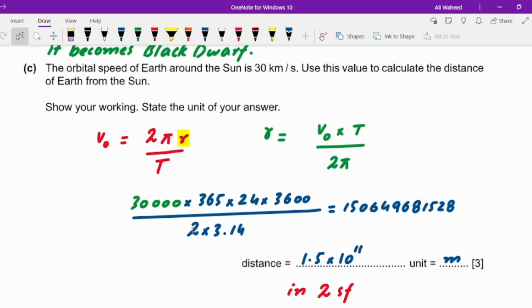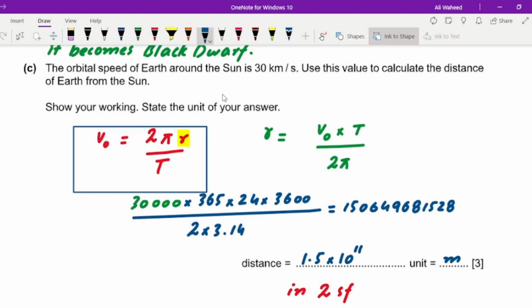Alright, part C. We have the orbital speed of the Earth around the Sun is 30 km per second. Use this value to calculate the distance of Earth from the Sun. Show your working, state the unit of your answer. This formula for the orbital speed is this one. Where do we get it from? We get it from speed equals distance over time.